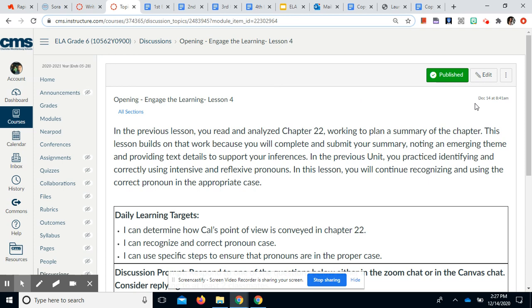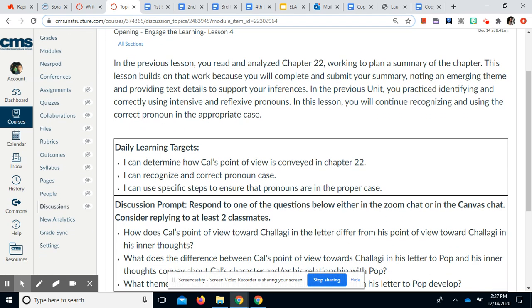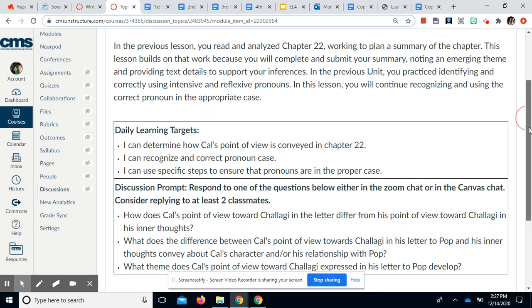All right, in the previous lesson, you read and analyzed chapter 22, working to plan a summary of the chapter. This lesson builds on that work because you will complete and submit your summary, noting an emerging theme and providing text details to support your inferences. In the previous unit, we practiced identifying and correctly using intensive and reflexive pronouns. In this lesson, we will continue recognizing and using the correct pronoun in the appropriate case. We'll get to pronoun work tomorrow.